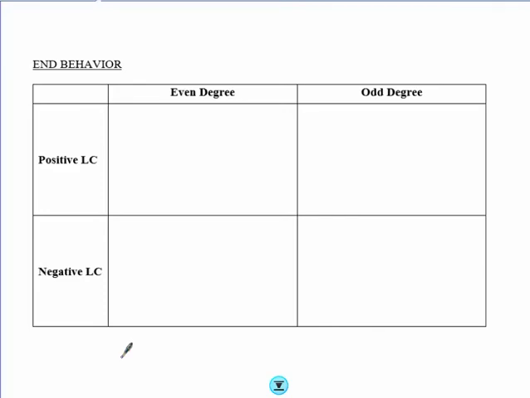You might remember from Algebra 2 that you can determine the end behavior of a polynomial by knowing two things: the degree and the leading coefficient. So if we have an even degree and a positive leading coefficient, our graph will look something like this. Or at least that's the end behavior it'll have. Our end behavior will be as x approaches negative infinity or as x approaches positive infinity, f of x approaches positive infinity.